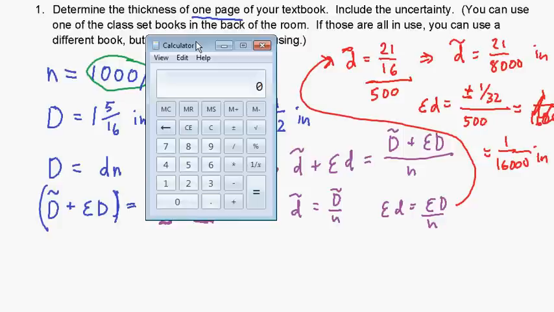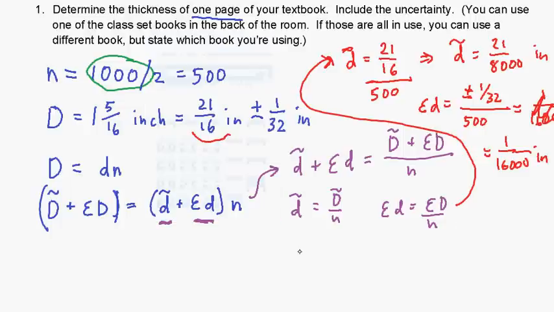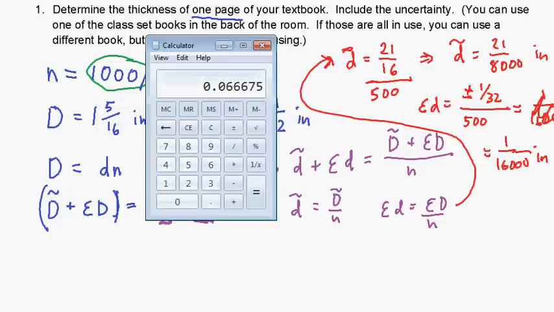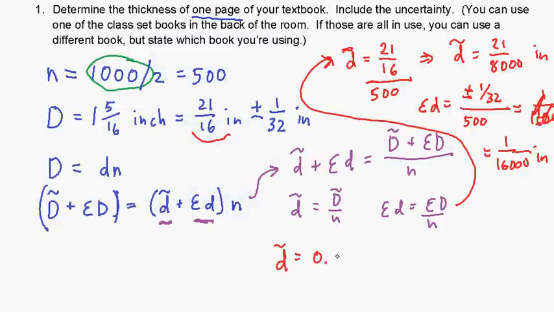Okay, so first, I'm going to find out what d squiggle is. 21 divided by 8,000 equals that many inches. An inch is 25.4 millimeters, so I'm going to multiply this by 25.4 millimeters. I get 0.0667 millimeters. So I'm going to say my d squiggle equals 0.0667 millimeters.